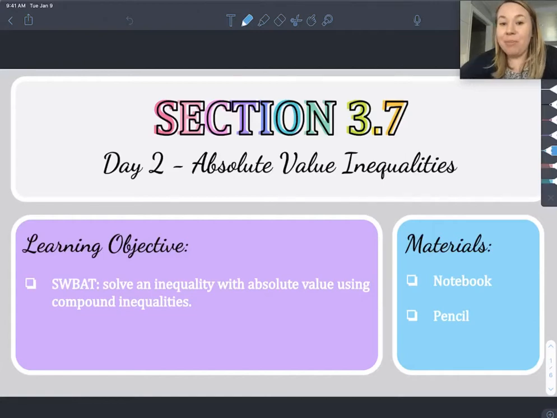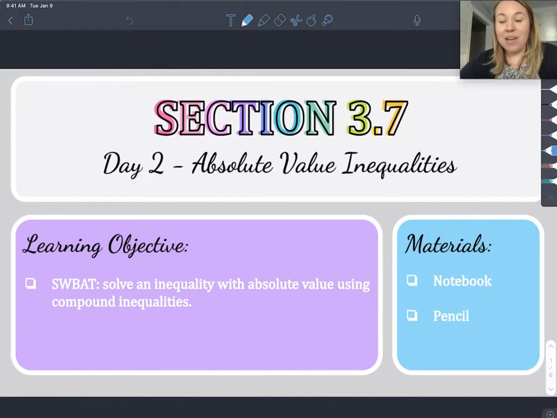Hi everyone, welcome back. Today we're going to be looking at day 2 of section 3.7, which is solving absolute value inequalities. For today, again, you're going to need a notebook and a pencil to take notes, and our learning objective is that students will be able to solve an inequality with absolute value using compound inequalities.